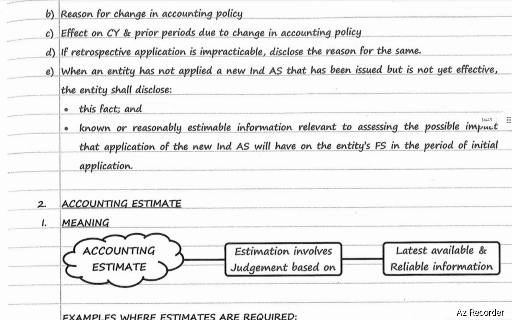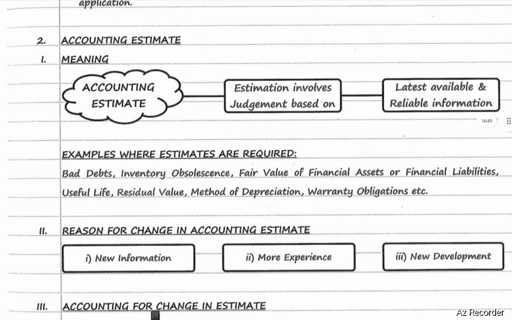Next, accounting estimate. What do you mean by accounting estimate? Estimation involves judgment based on latest available and reliable information. Accounting estimate means estimation made by the management based on their judgment pertaining to accounting. Examples where estimates are required: bad debts, inventory obsolescence, fair value of financial assets or financial liabilities, useful life, residual value, method of depreciation, warranty obligations.